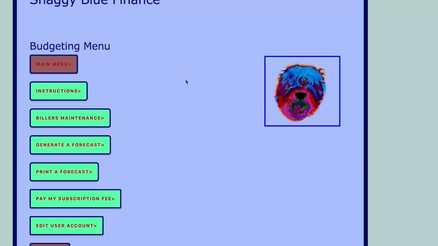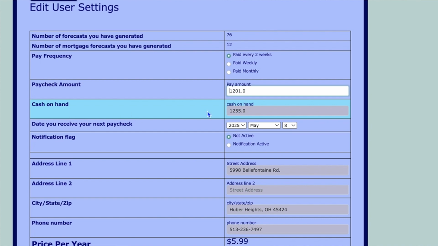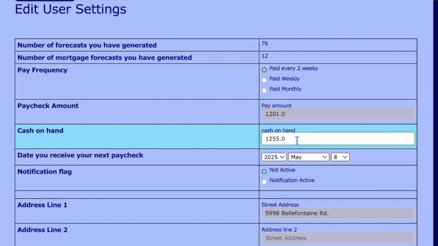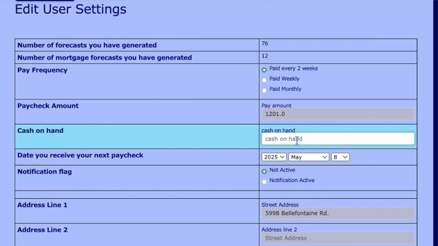I'm looking at the budgeting menu now in the system, assuming you've already logged in. If you don't know how to log in, there's a YouTube video on Shaggy Blue specifically to teach you how to register and log in. At any rate, from here, we're going to click on Edit User Account, and cash on hand is what we're looking at. And we said we had $1,220 to put in there.